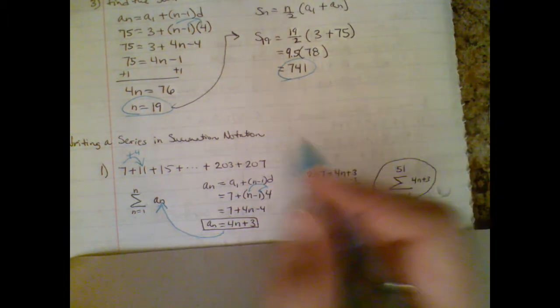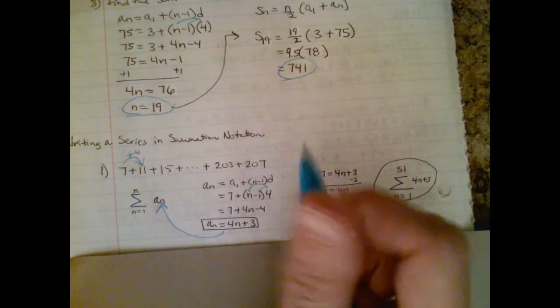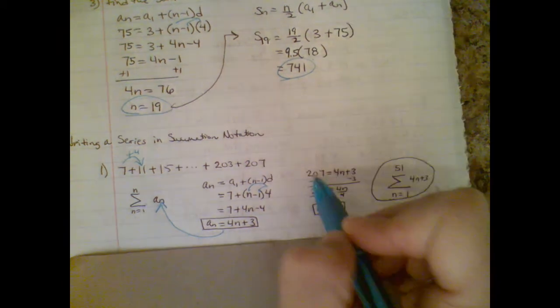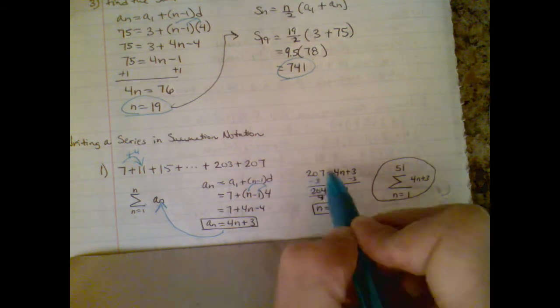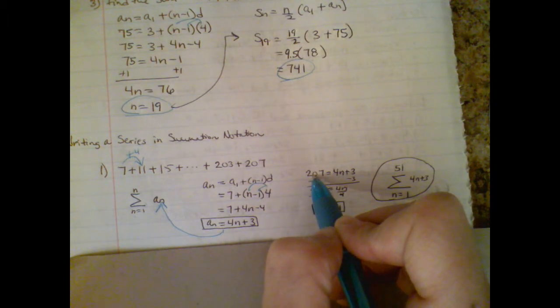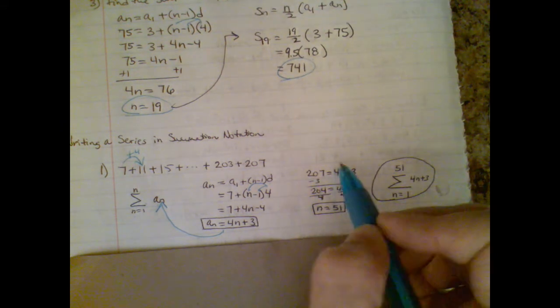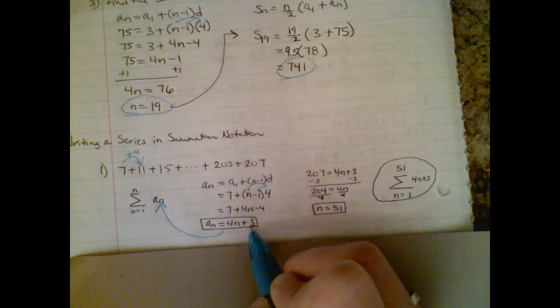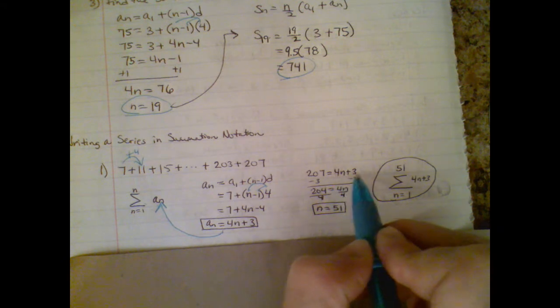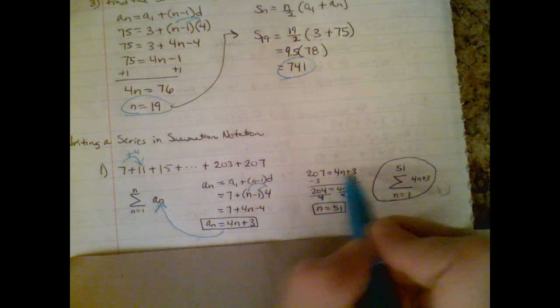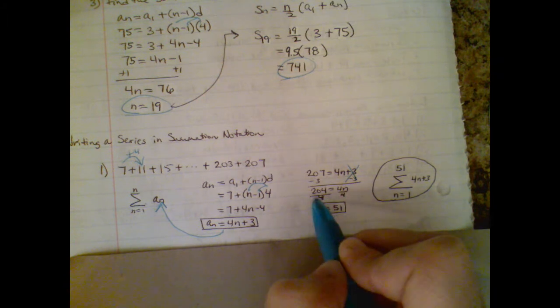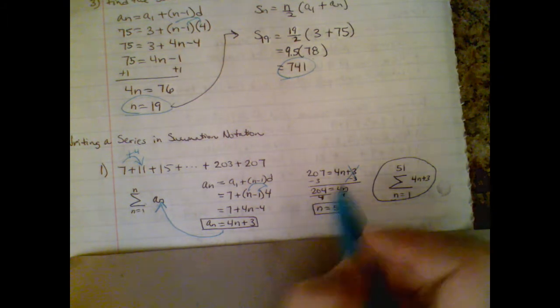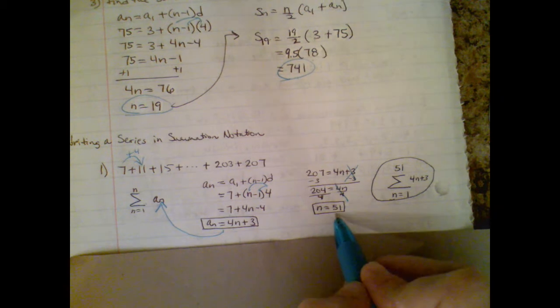And then from here, we need to figure out how many total terms there are. So for our a sub n over here, notice I'm going to plug in the last term. We want to figure out, is that the 20th term? Is that the 100th term? What term number is that 207, that last term? So then from here, we're going to keep everything else the same. So we have 207 equals 4n plus 3. So then we subtract 3 on both sides. We get 4n equals 204. Divide both sides by 4, and we get 51. So the 207 is the 51st term.